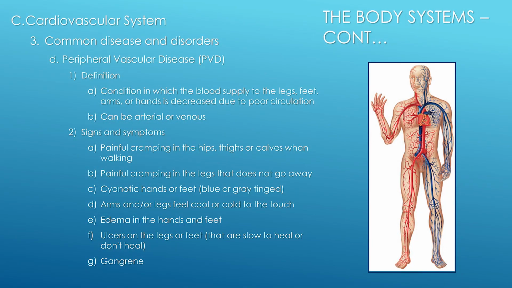Peripheral vascular disease, or PVD. Definition: a condition in which the blood supply to the legs, feet, arms, or hands is decreased due to poor circulation. Can be arterial or venous. Signs and symptoms: painful cramping in the hips, thighs, or calves when walking. Painful cramping in the legs that does not go away.